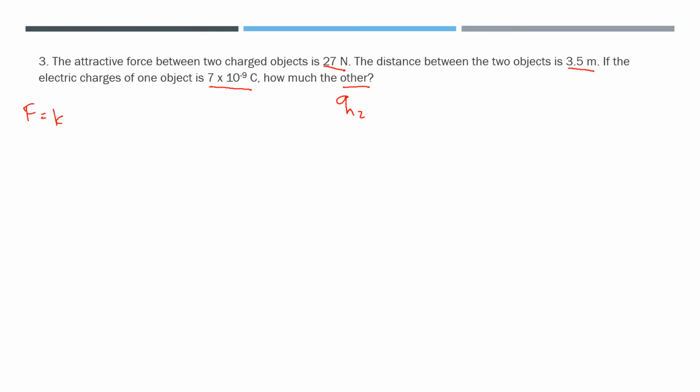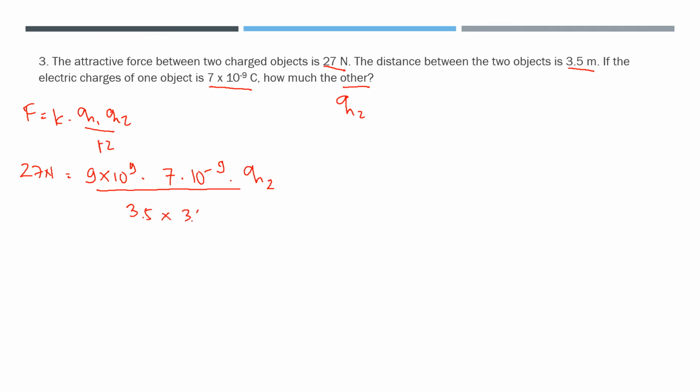F equals K times Q1 times Q2 per r squared. So 27 newtons equals 9 times 10 to the power of 9, times Q1. The Q1 is 7 times 10 to the power of negative 9, times Q2. We don't know how much the Q2 is. You have to count it now, over 3.5. I prefer not to count this. Just let it be 3.5 times 3.5.